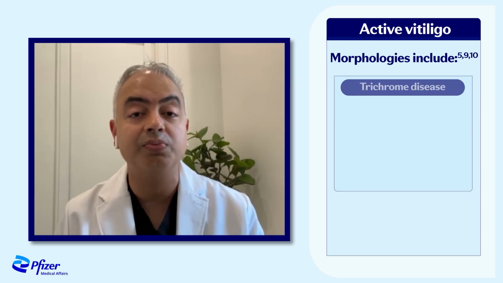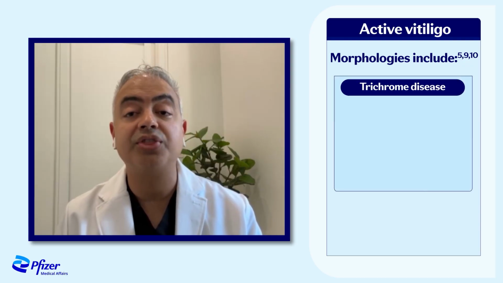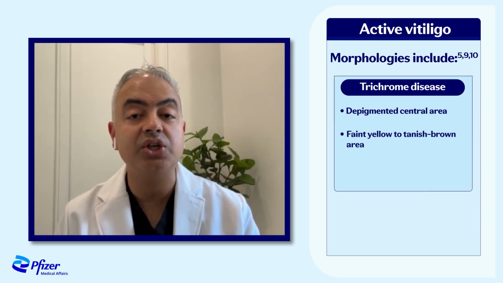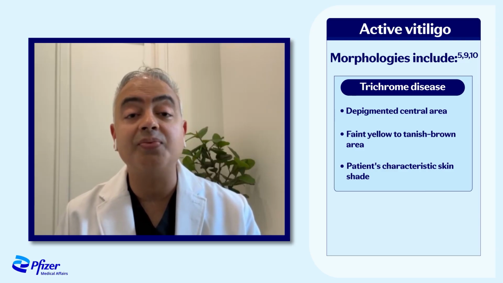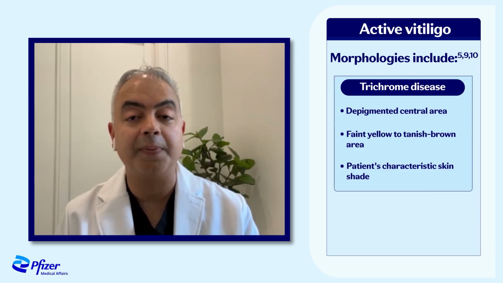There is a wide array of active vitiligo morphologies, including trichrome disease, which is characterized by 3 distinct skin shades within a lesion. A depigmented area centrally, surrounded by a faint, oftentimes yellow to tan brown color, and then the patient's characteristic skin shade in the periphery.